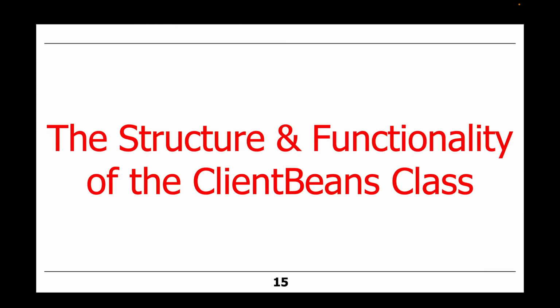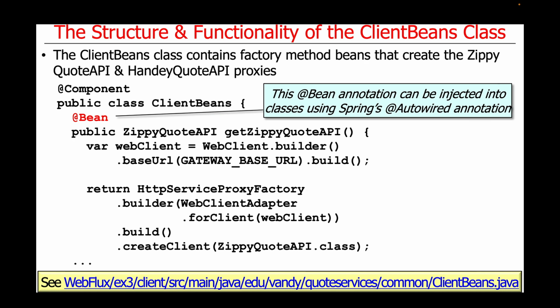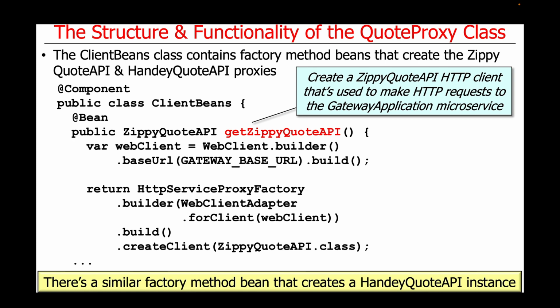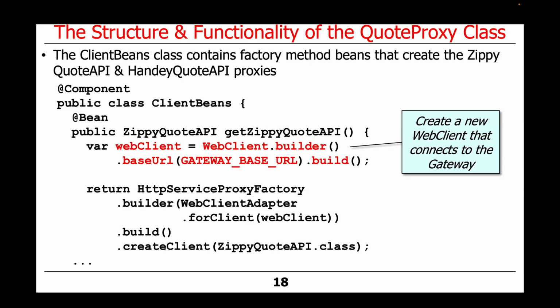So the final thing I want to show you is the structure and functionality of the client beans class. So as usual, you can mark things with the @Bean annotation to indicate these are factory methods. And in this case, we have the getZippyQuoteAPI factory method that will make a corresponding Zippy Quote API instance. And it does this in kind of two steps. There's also a similar factory method for Handey Quote API, but this works in basically two steps.